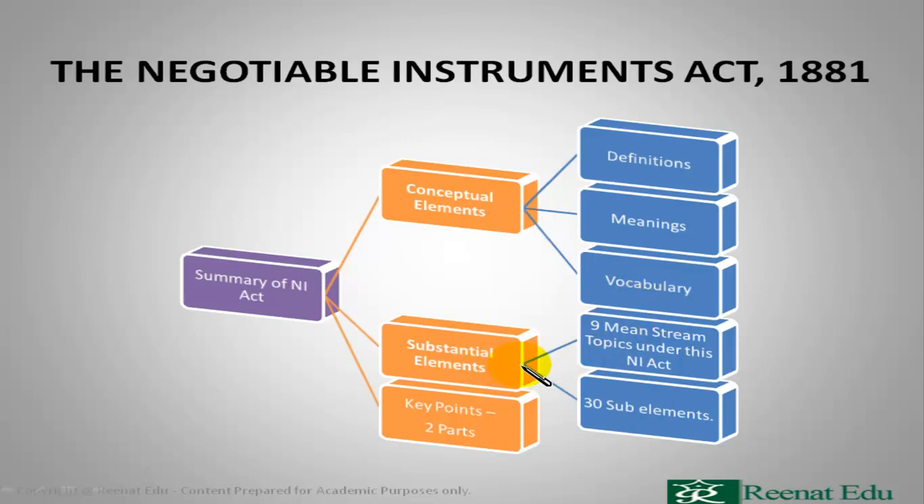In the substantial elements, the subject matter is going to be divided into 9 mainstream topics under this act. And again, there are 30 sub-elements under these 9 mainstream topics. So you need to remember it this way. There are 9 topics, and under this, there are 30 sub-elements. If you remember this, you have an idea about what the Negotiable Instruments Act contains. This is called mapping. With the mapping, you better remember what you learned, and you better extract what you learned in previous days. This is a better technique in visual learning.